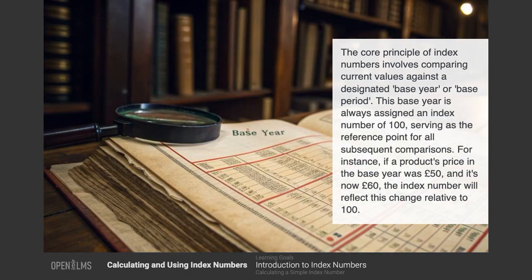The core principle of index numbers involves comparing current values against a designated base year or base period. This base year is always assigned an index number of 100, serving as the reference point for all subsequent comparisons. For instance, if a product's price in the base year was £50 and it's now £60, the index number will reflect this change relative to 100.